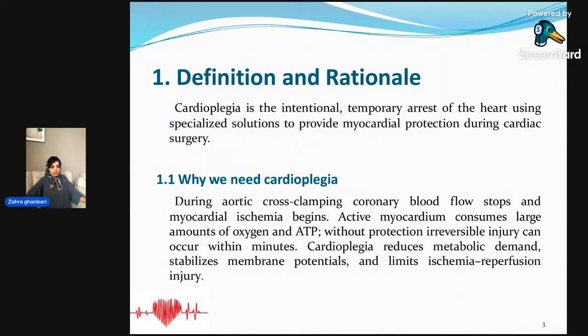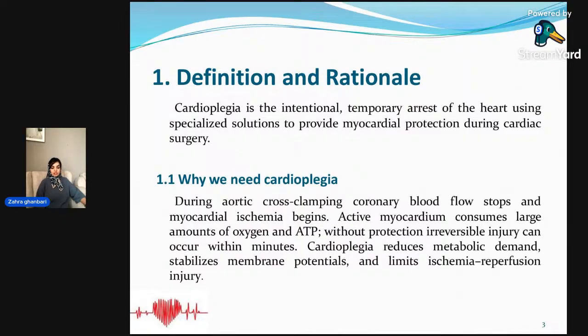I think it's better to talk a little about the anatomy of these arteries, actually the coronary arteries. The coronary artery is divided into branches, the right coronary artery and the left coronary artery. The right coronary artery supplies the right atrium, right ventricle, inferior wall of the left ventricle, and part of the conduction system such as the SA and AV node.